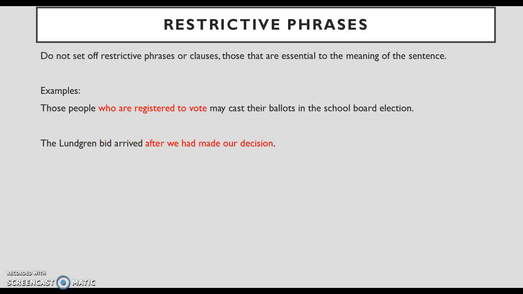Restrictive phrases. Do not set off restrictive phrases or clauses that are essential to the meaning of the sentence. For example, those people who are registered to vote may cast their ballots in the school board election. If you take out the who are registered to vote, we don't know who may cast their ballots. It says those people may cast their ballots, but they have to be registered to vote, so that is essential information. The Lundgren bid arrived after we made our decision. Well, it's very important to know that it arrived after the decision was made, so that is also restrictive.